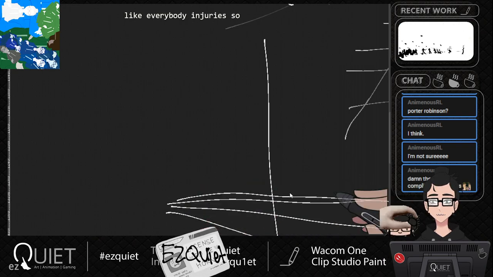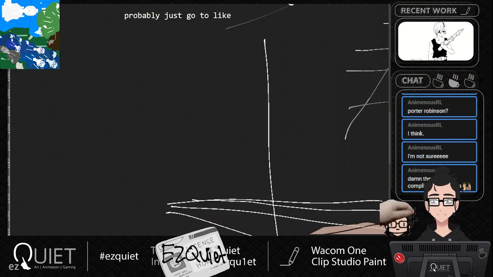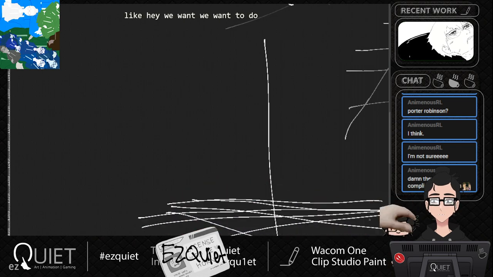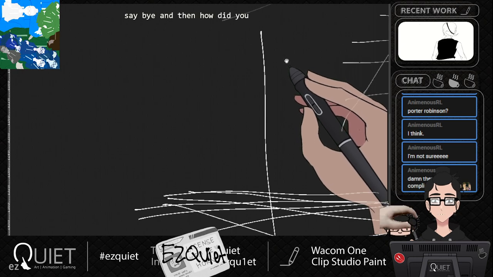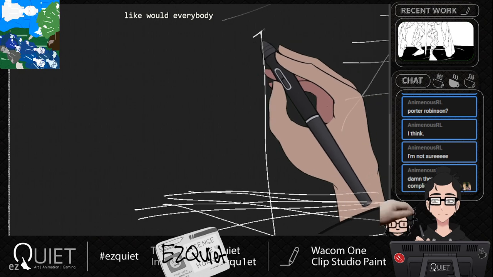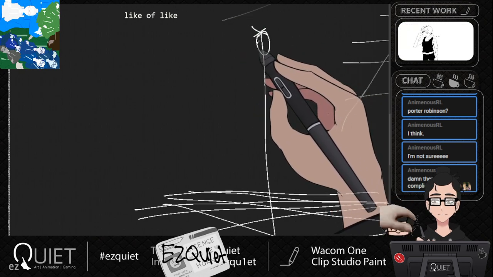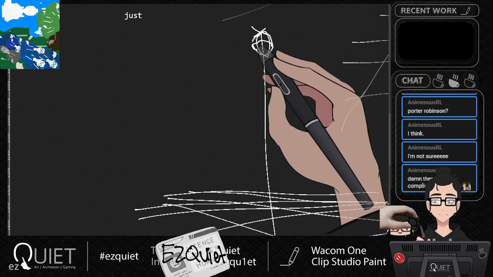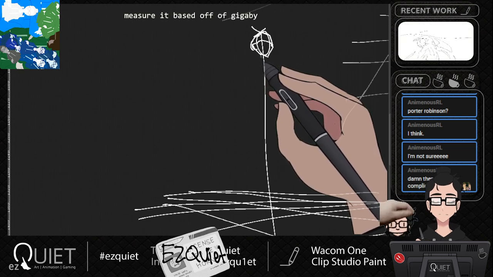So I don't know. What would they do in a VR setting? They would probably just go to a VR developer and be like, "Hey, we want to do a thing at the space that we bought." And then how would you organize costs? Does the space matter in VR? Would everybody have the same cost of booth size if it's all just a VR experience? Would you measure it based off of gigabyte size? How would you measure that?